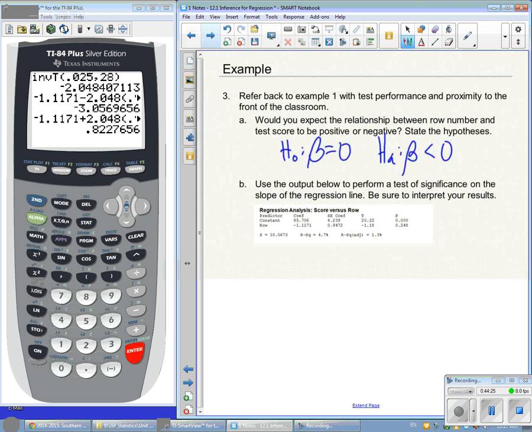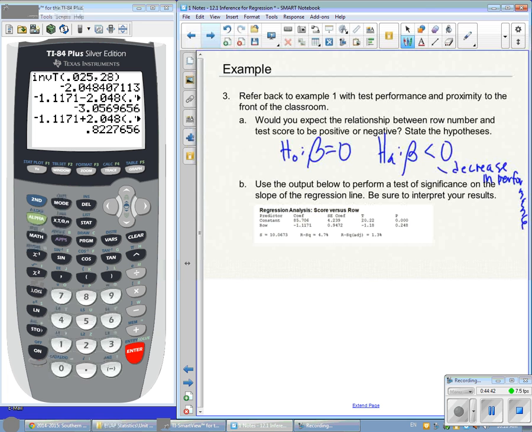And oftentimes you're asked to also support your hypotheses in words. And so you might just say, a decrease in performance.